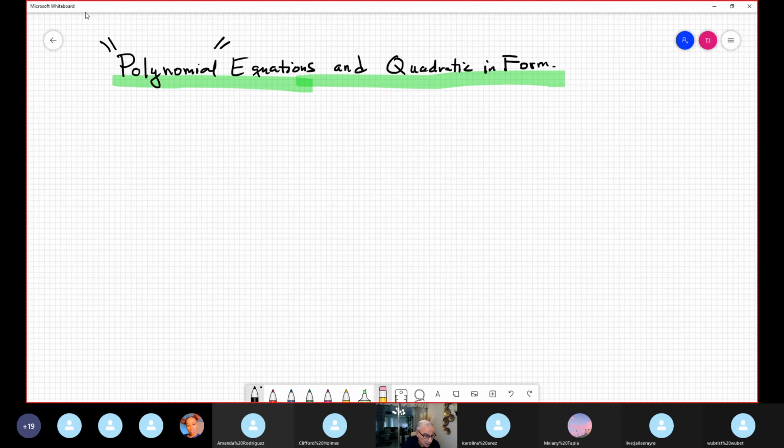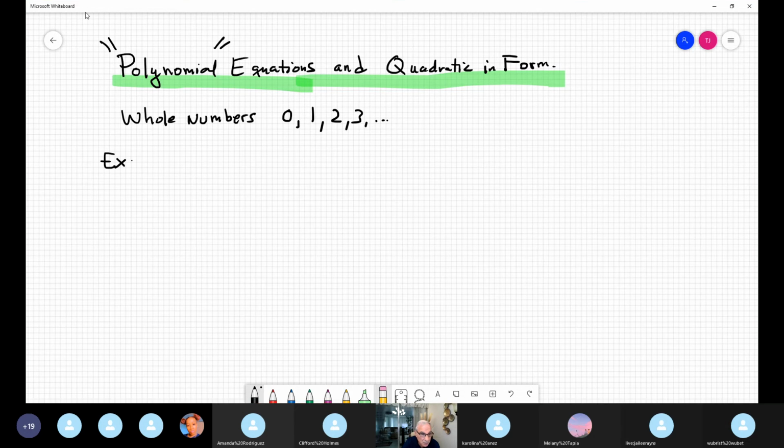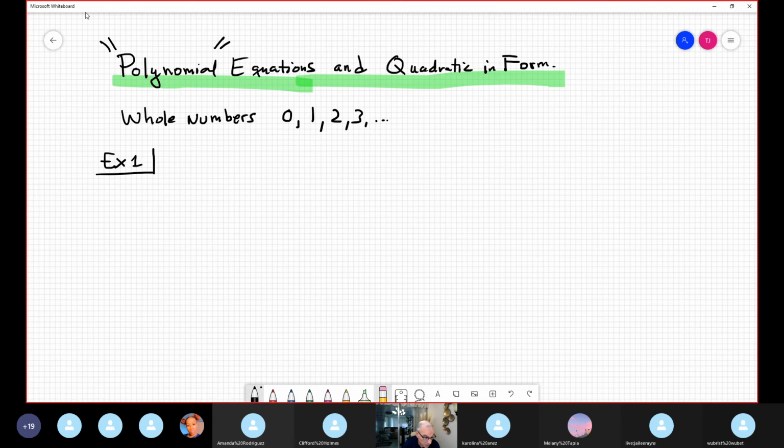Well, the idea is clear. It's a polynomial when the exponents are whole numbers. What are whole numbers? 0, 1, 2, 3, and so on. No negatives, no fractions. This is when you have, for example, that equation. Let's do example number 1 of the polynomial: x cubed minus x squared minus 2x equals 0.